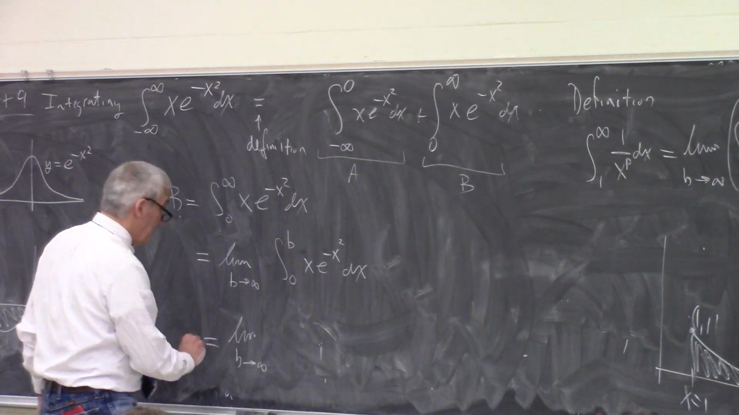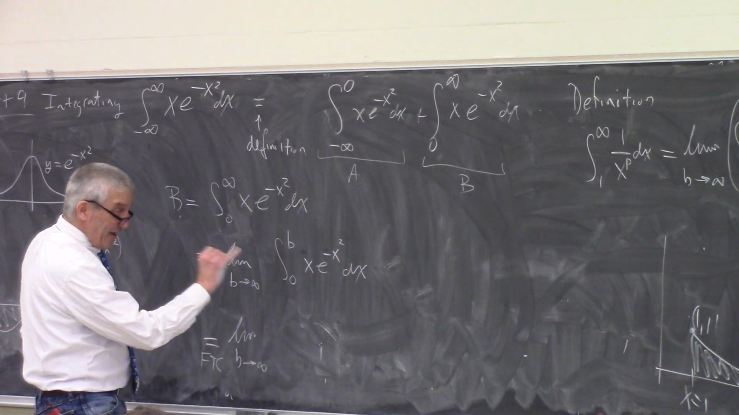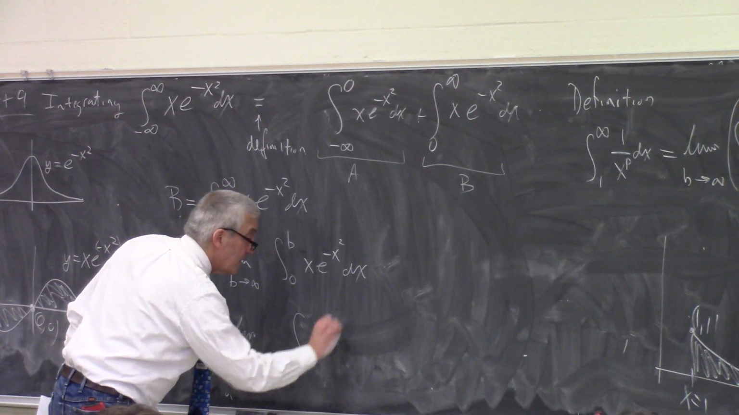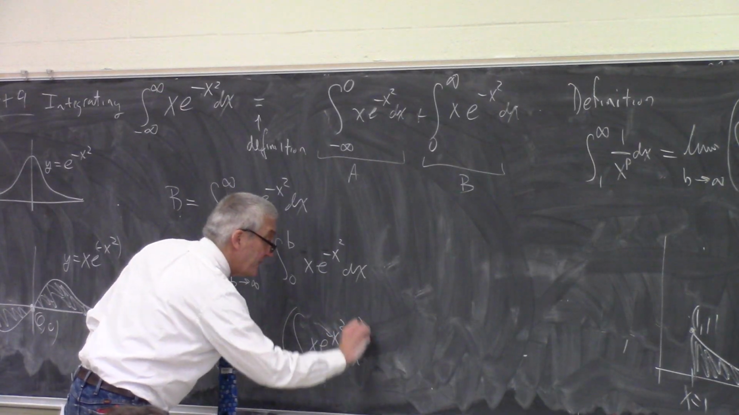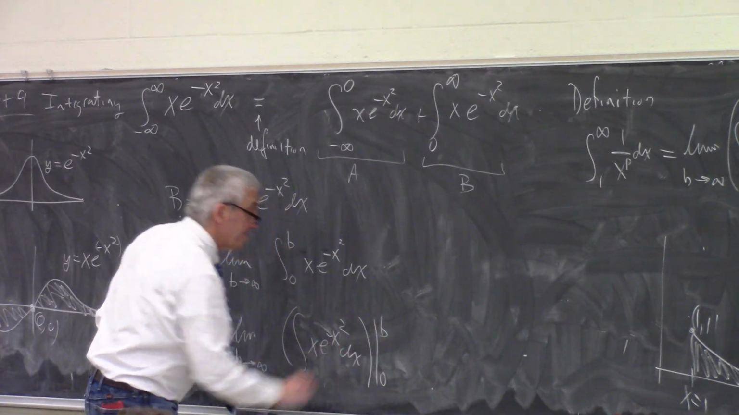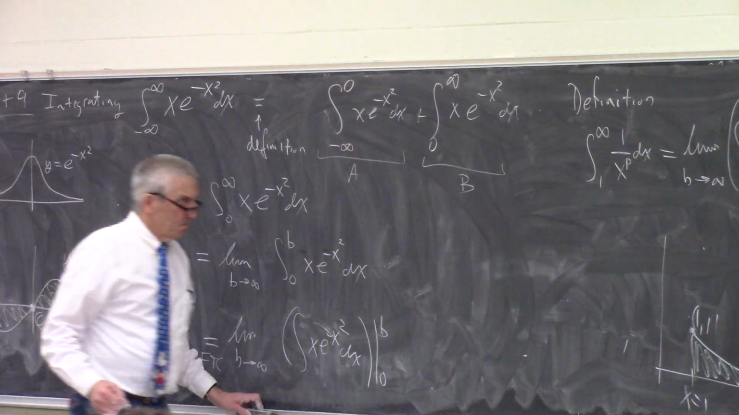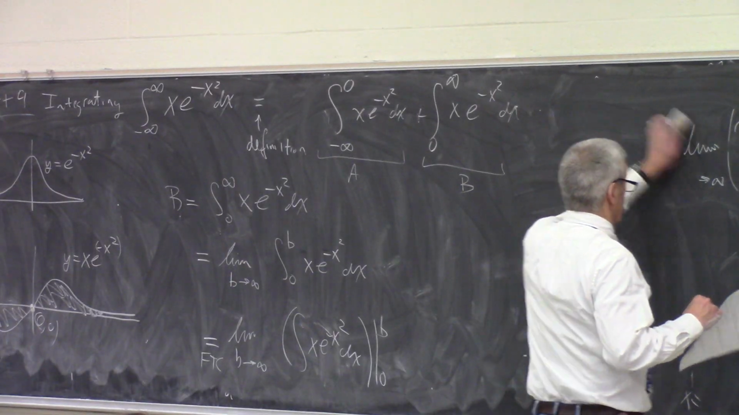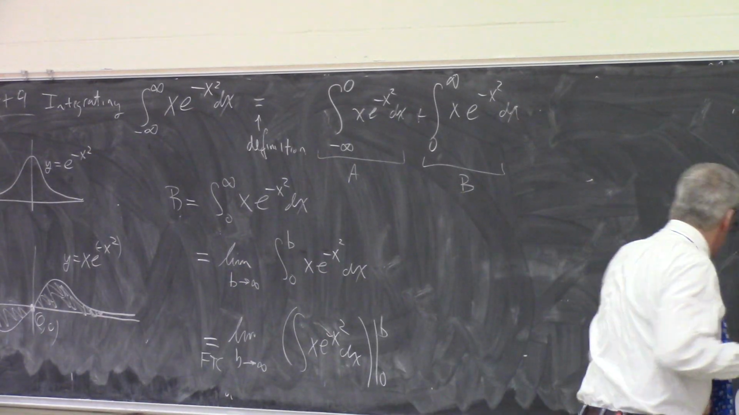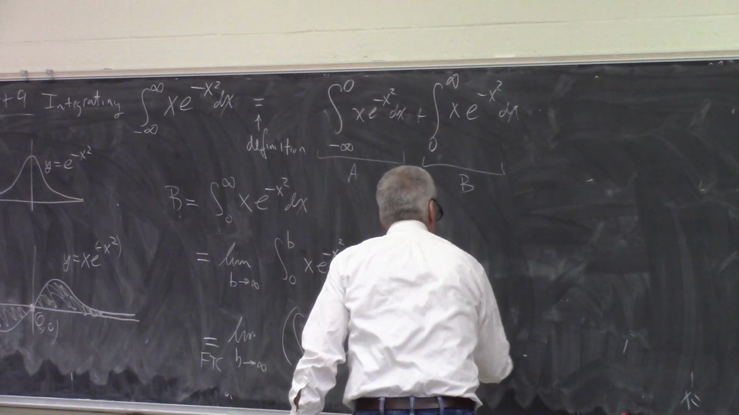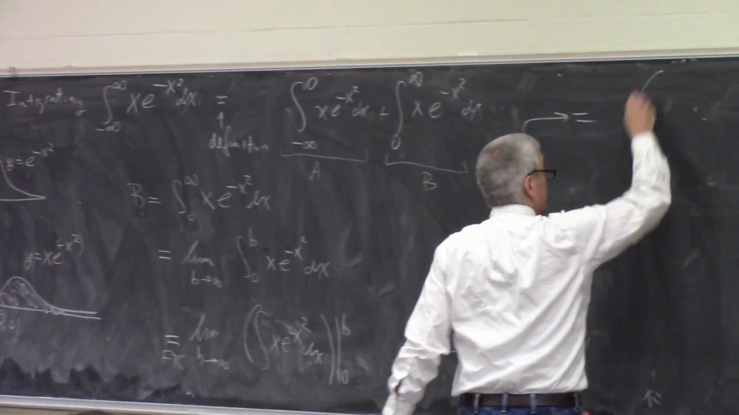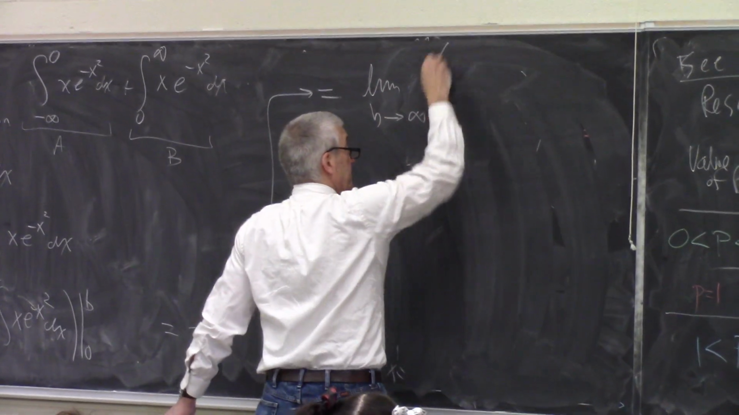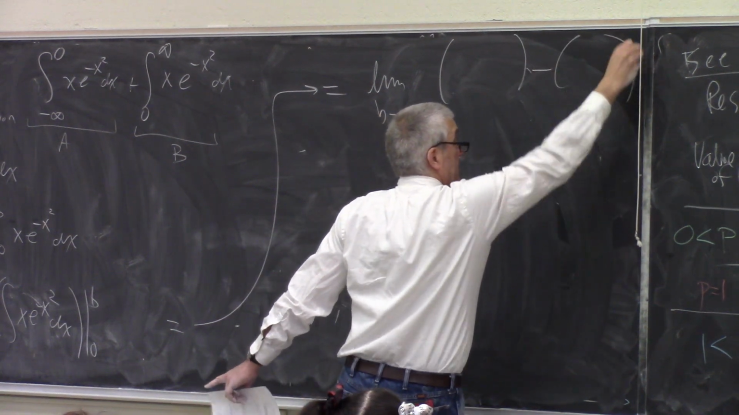So remember, the fundamental theorem of calculus says that the way that we do this integral is we do the indefinite integral, and then we evaluate from 0 to b. And so that's going to equal the limit as b goes to infinity of something minus something.